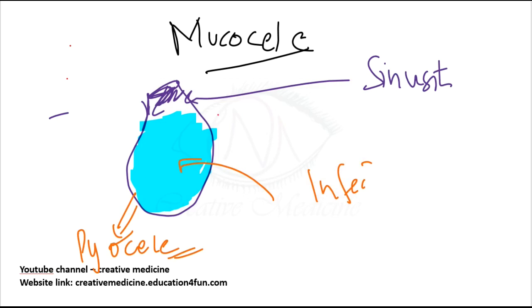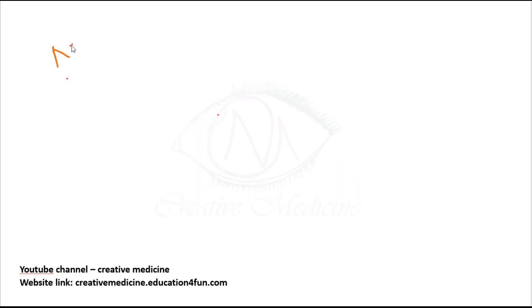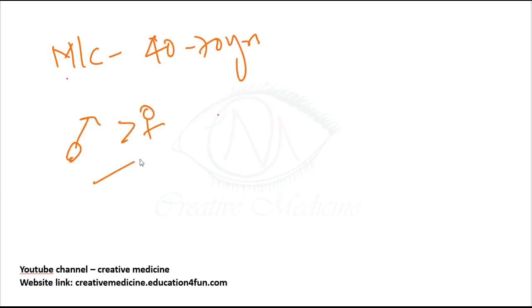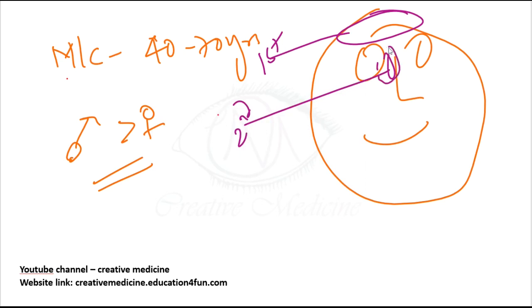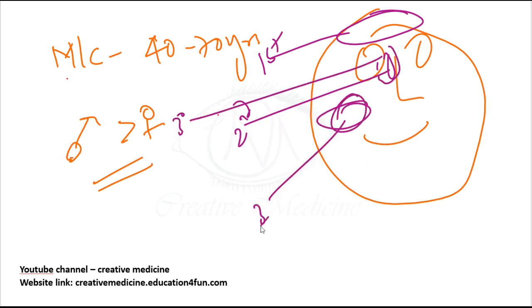So what is the etiology? Where is it seen? It is most commonly seen in the age group between 40 to 70 years. It is most common in males followed by females. In which sinus is mucocele most common? It is most common in the frontal sinus, followed by the ethmoidal sinus, then the sphenoidal sinus, and then the maxillary sinus.